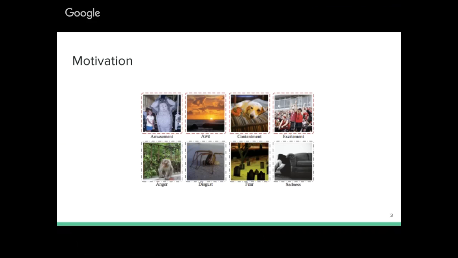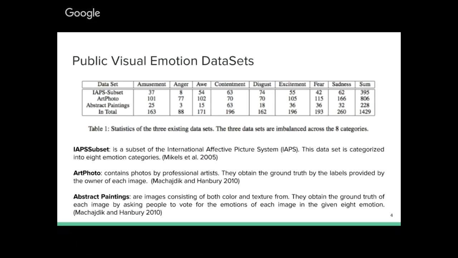The motivation of this paper is that they mainly want to be able to recognize different emotions from images, so to recognize what the viewer will feel by seeing an image. The public visual emotion datasets available are mainly these ones. There is also the Columbia dataset, which I think was already introduced in another reading group by another student. But these are the state of the art.